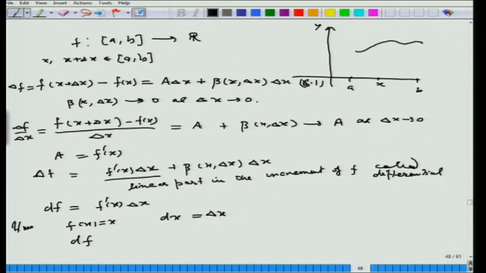If we take this, then dx is equal to delta x. For this independent variable, this increment is the same thing as the differential, and so df equals f prime x dx. That is what we frequently use, that dividing by dx we get, in layman's language, f prime x.